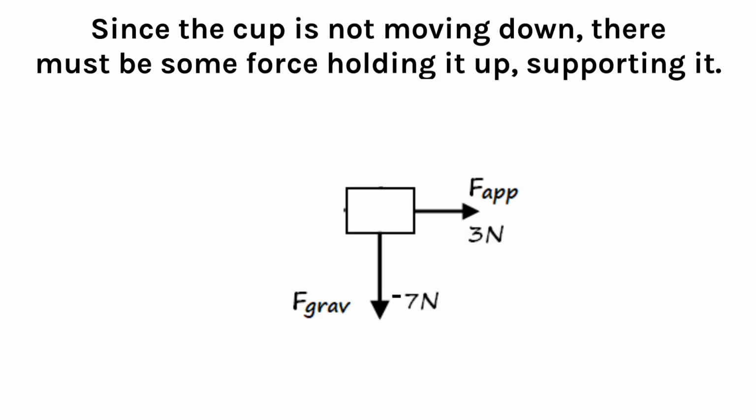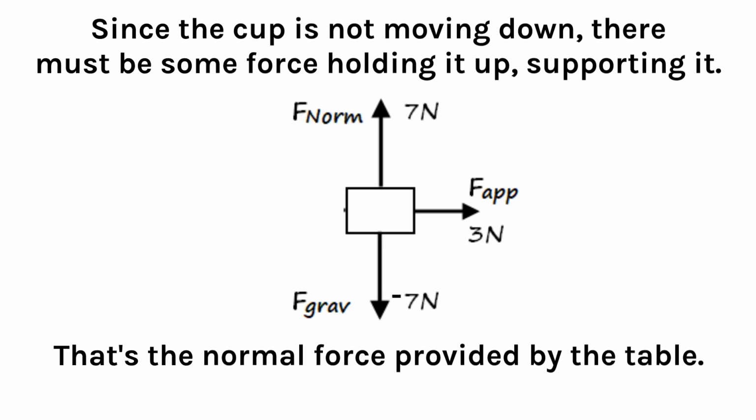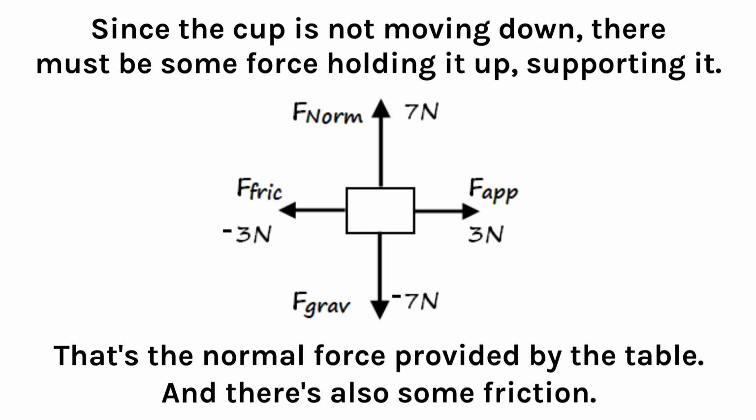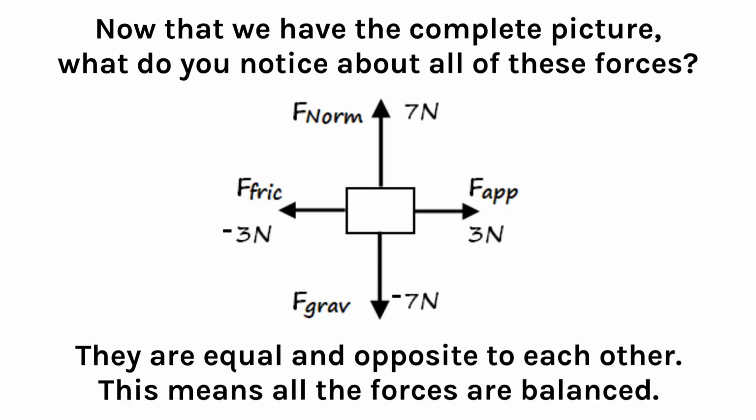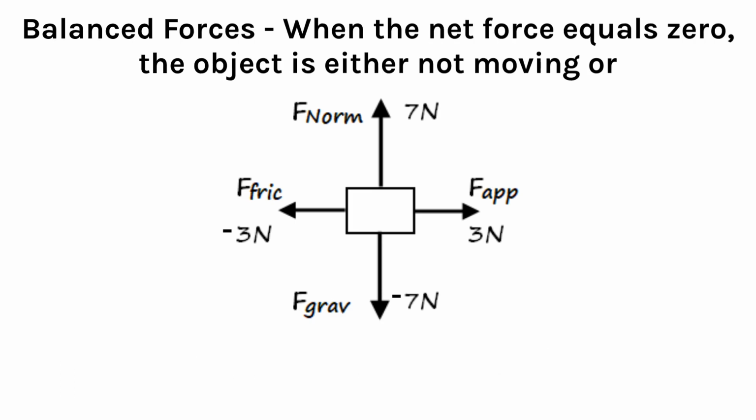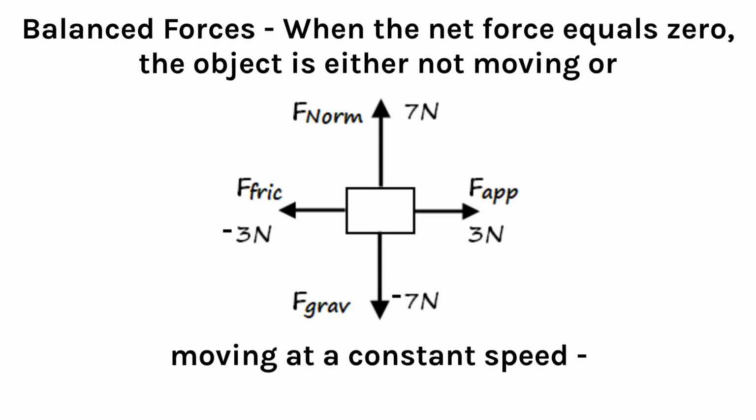Since the cup is not moving down, there must be some force holding it up, supporting it. That's the normal force provided by the table. And there's also some friction. Now that we have the complete picture, what do you notice about all of these forces? They are equal and opposite to each other. This means all the forces are balanced. Balanced forces are when the net force equals 0. The object is either not moving or moving at a constant speed, just like our cup of tea.